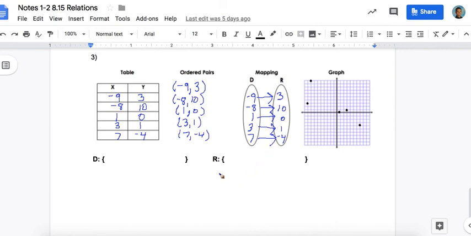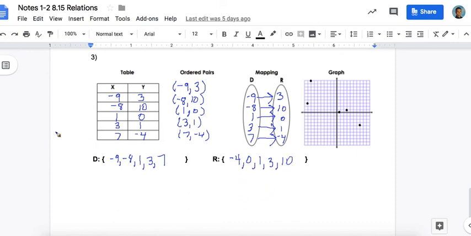And then finally, we needed to figure out the domain and range, so I can go back and look at any of these. And I know I went from left to right on my graph, so I know these are already in order. So -9, -8, 1, 3, and 7. And then my range is not in order, so we have to make sure those are in order from least to greatest. So -4. And no more negatives, so we have 0, 1, 3, and finally 10.